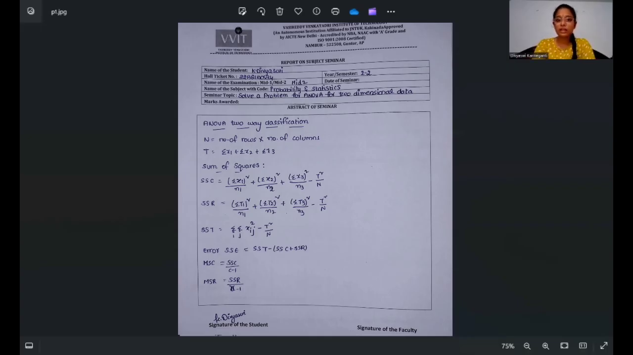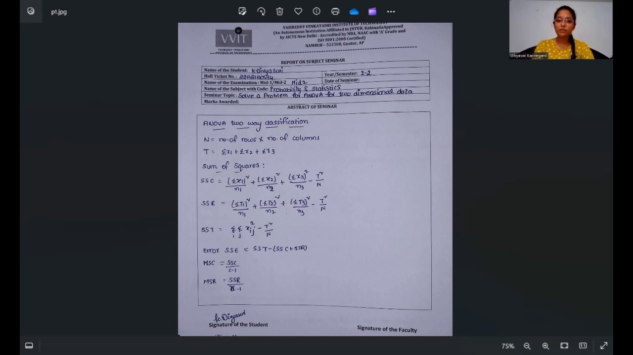As we can see here, n is the number of rows into the number of columns. Basically, the number of rows are the observations present in a row, and the number of columns are the observations present in a column. Then T is the total. T is calculated using sigma x1 plus sigma x2 plus sigma x3.